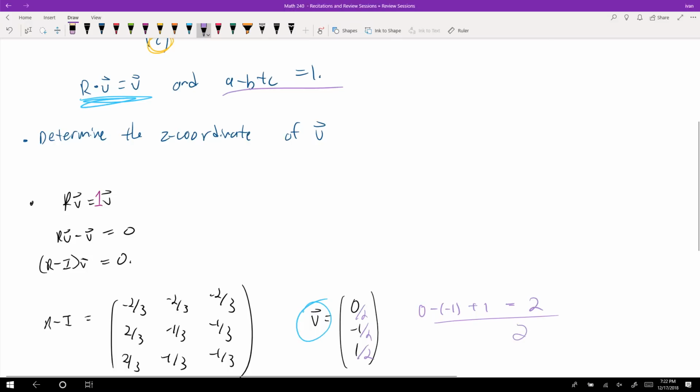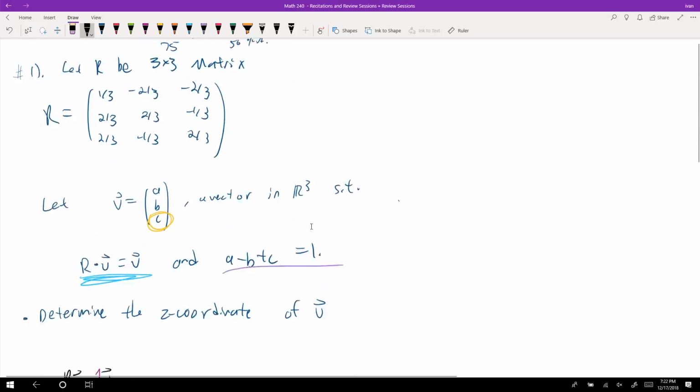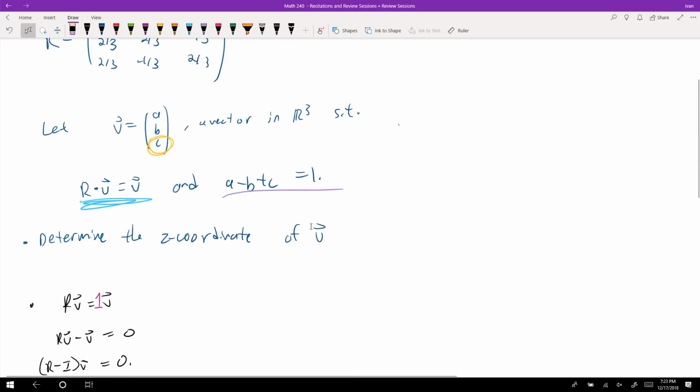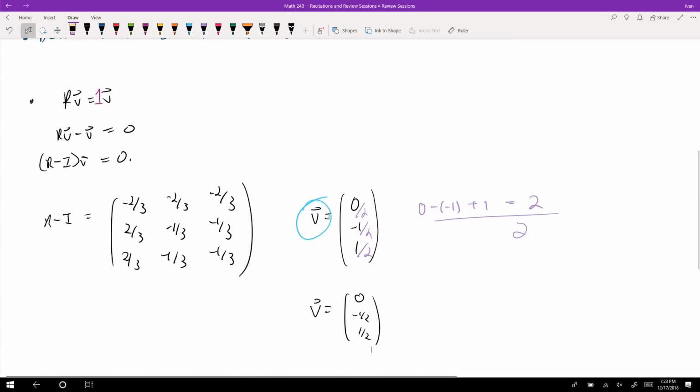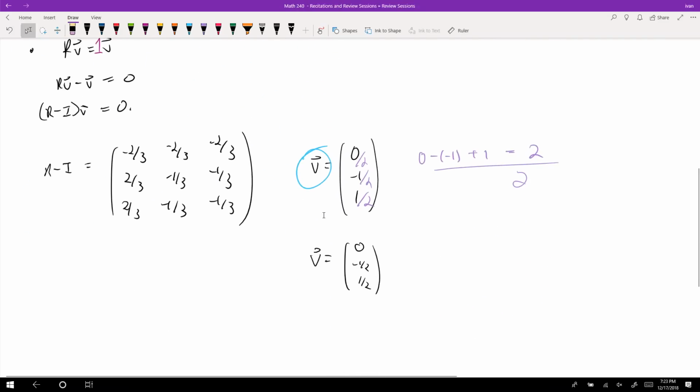If I divide everything by 2, it's still an eigenvector, right? Scaling your eigenvector by any multiple is still an eigenvector. So the eigenvector we actually want is 0, negative 1 half, 1 half. It satisfies the first equation by the fact that it is an eigenvector, and it satisfies the second equation based on the entries inside the eigenvector. So what does the question ask for? The z-coordinate. The z-coordinate is 1/2, which is the answer to this problem.